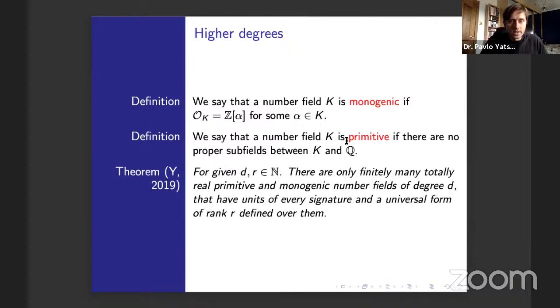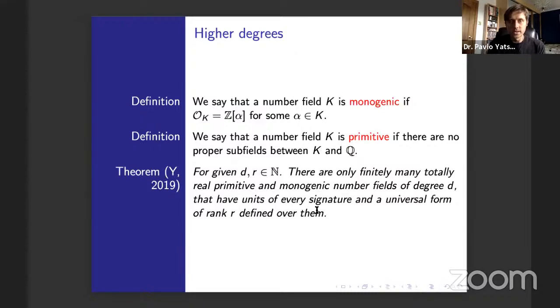And so this is one of the results I'm going to present to you today. Given some D and R natural numbers, there are only finitely many totally real primitive and monogenic number fields that have units of average signature and a universal form of rank D defined over them. So what this result tells us is that if you have units of average signature, a monogenic number field and a primitive number field too, then the rank of the universal form is not bounded. So it grows. There are only finitely many fields for a given bound.